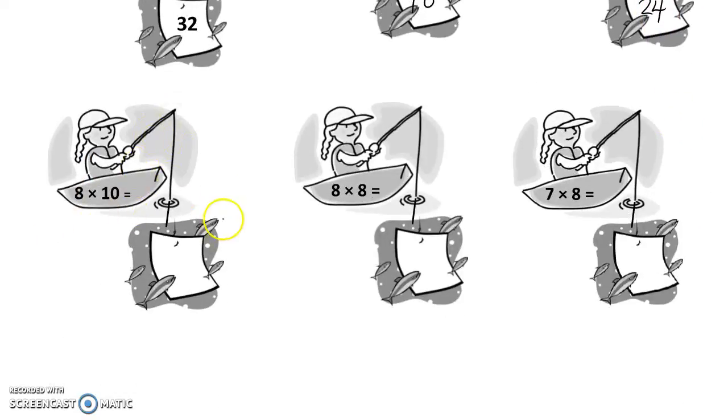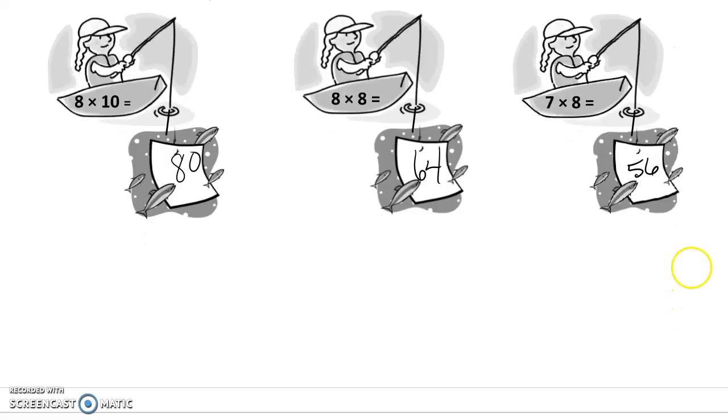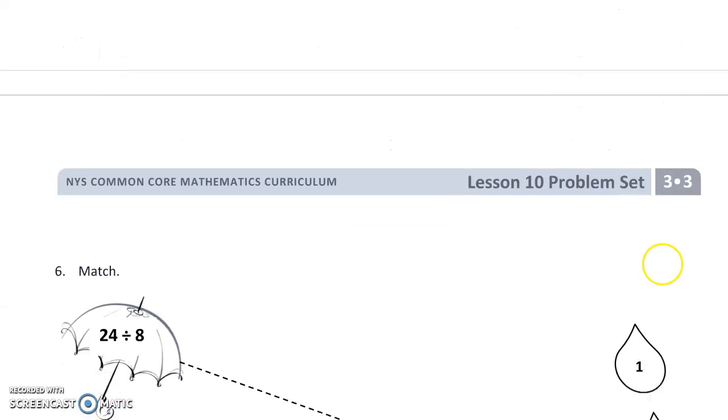8 times 10, I love my tens facts because that's an easy 80. 8 times 8 is 64. And 7 times 8 is 56. Those are our 8 facts. All right, let's go to the next page.